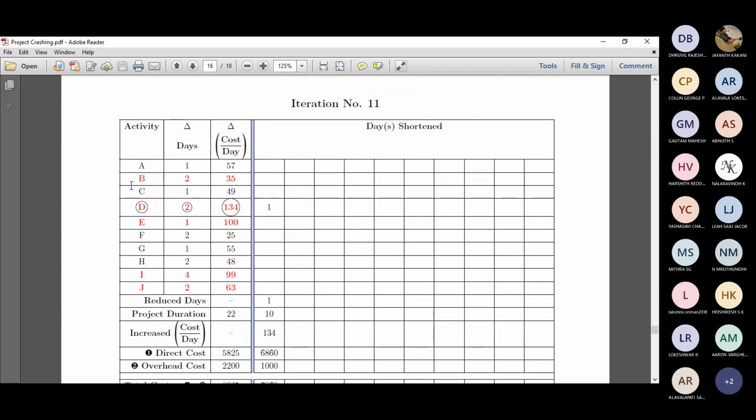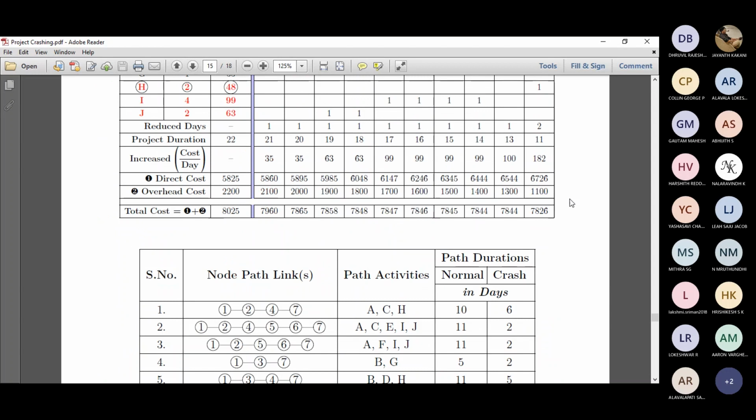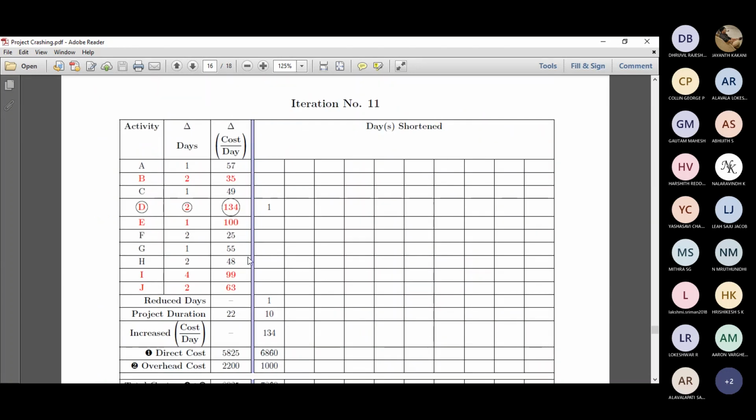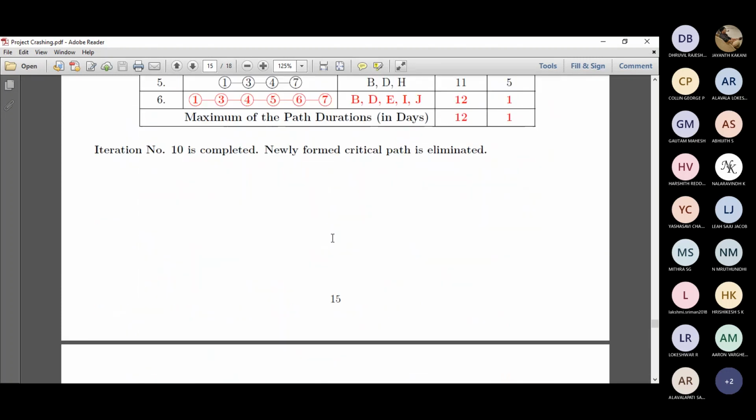So among that, we have completely exhausted B, we have completely exhausted I and J, and even E. We are left with only D. So that's why we take this as the critical activity with the least cost slope. We can reduce it by 2 days. Already we have reduced it by 1 day. So we can reduce it further by 1 day. So this will become 10. For the want of space, I've just removed or shortened this. I moved all the things to the left side. So this is 1, and the duration reduces to 10. Initially it is 11. 11 minus 1 is 10.